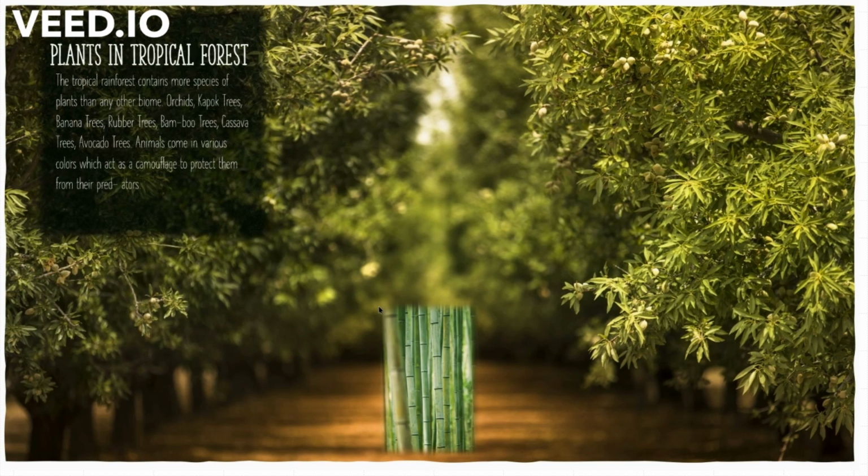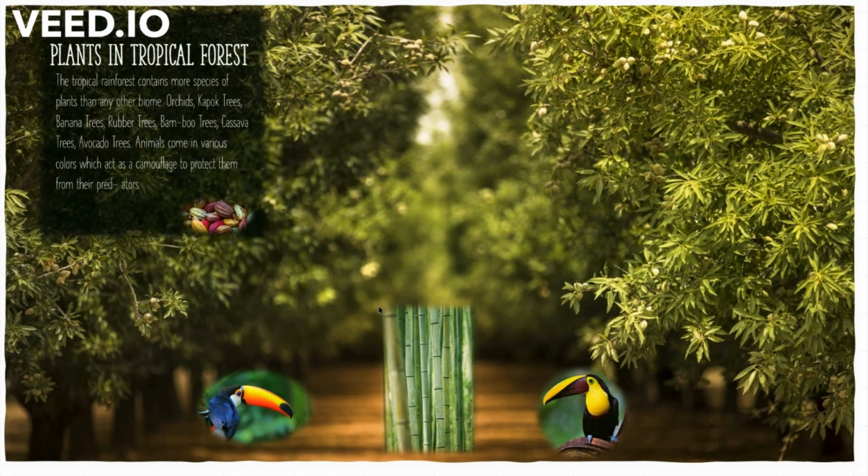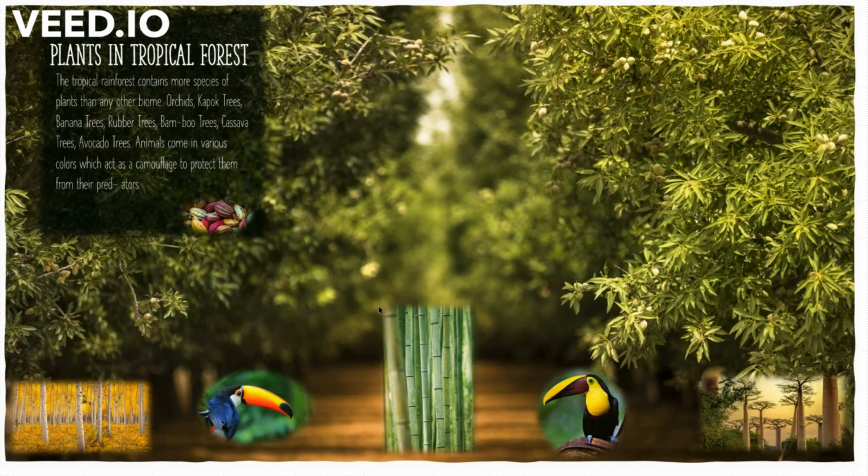Plants in tropical forest. The tropical rainforest contains more species of plants than any other biome. Orchids, kapok trees, banana trees, rubber trees, bamboo trees, cassava trees, avocado trees. Animals come in various colors which act as camouflage to protect them from their predators.